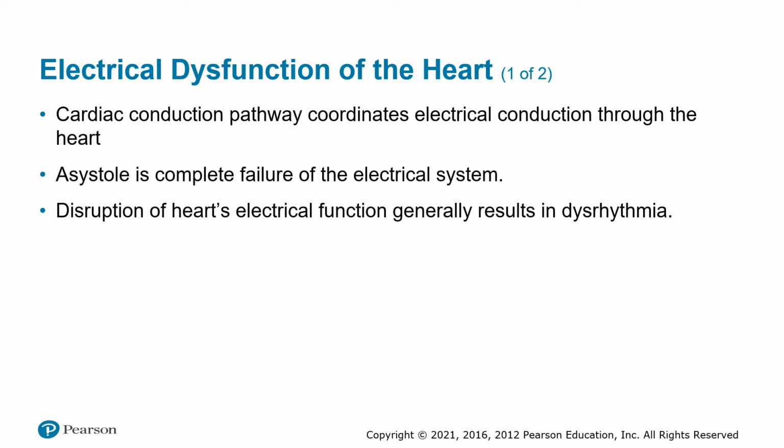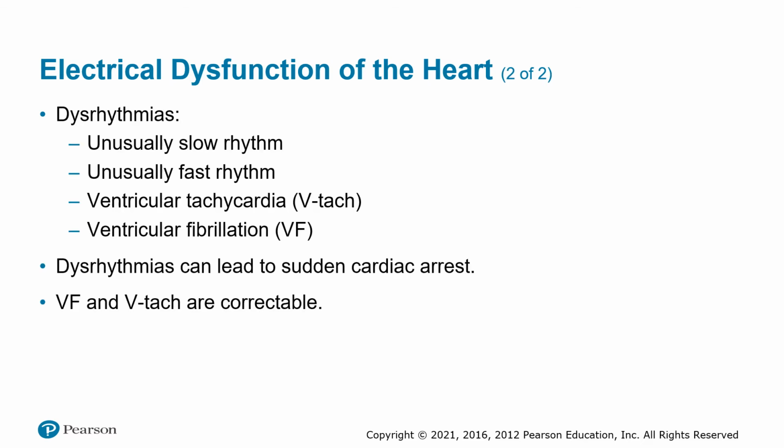Asystole, this is that flat line that you see on TV shows, and it's just a complete failure of that system. Dysrhythmias, so we talked about these in the last chapter. There's a bunch of them. They can be unusually slow, unusually fast, and then VTach and VFib. Okay, VFib and VTach are correctable. You shock them with electricity, and they should convert and go back into normal rhythm.